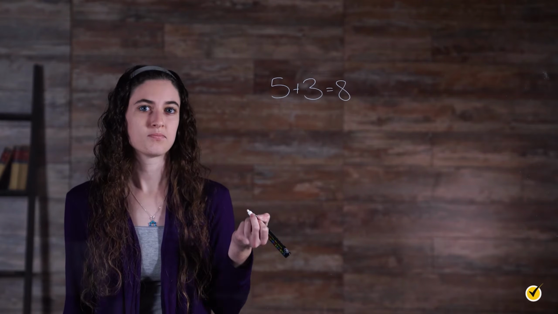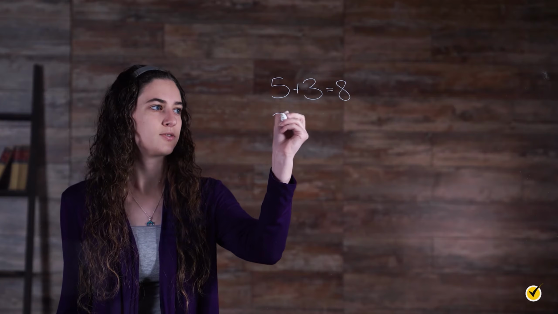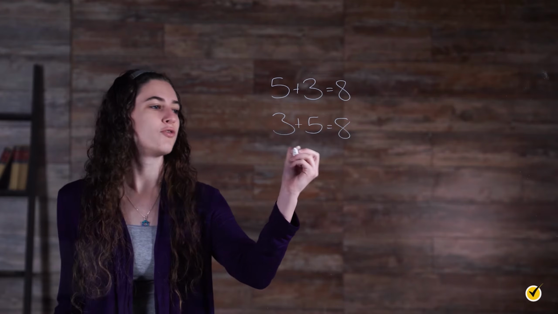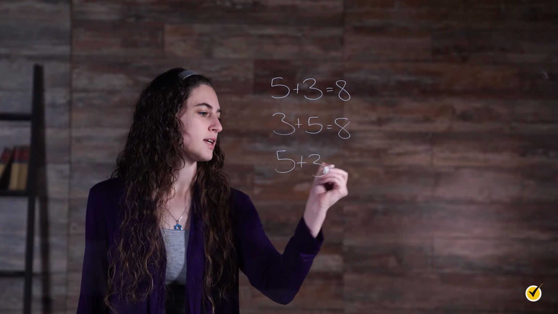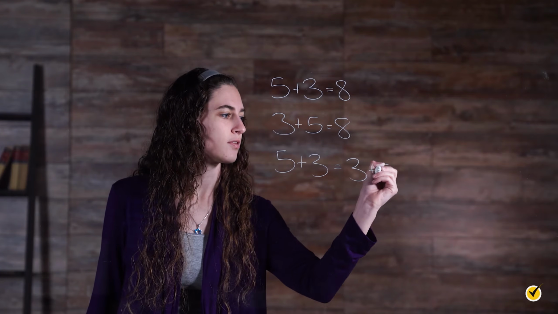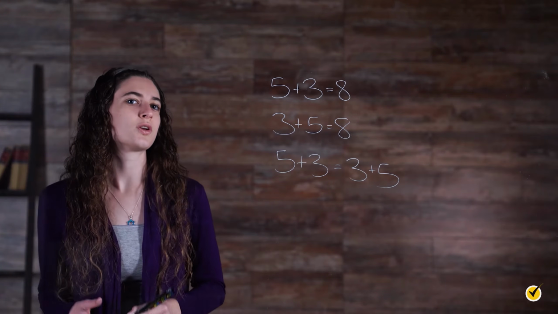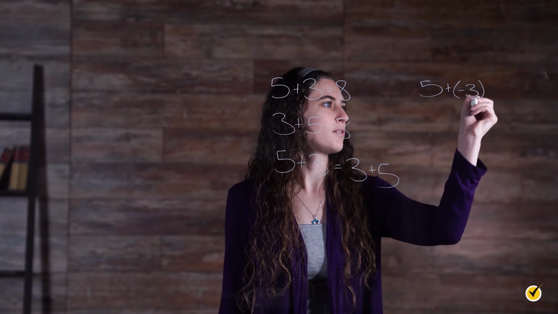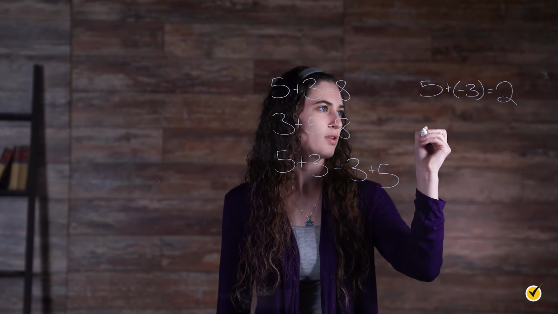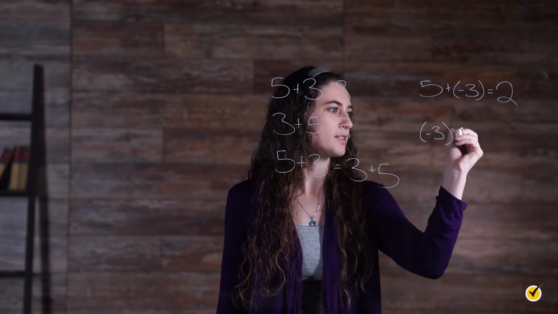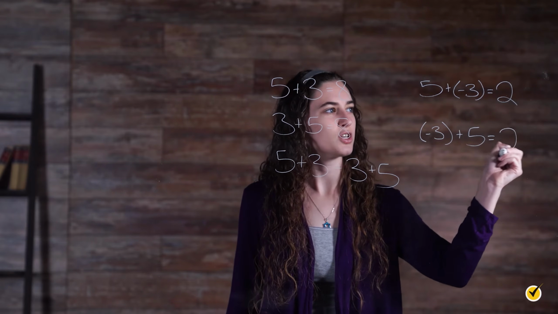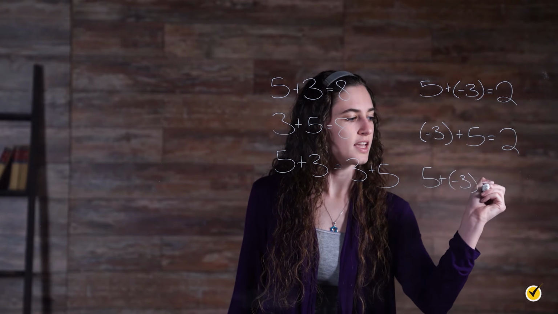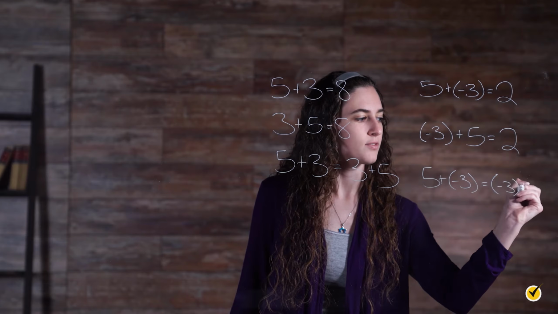we get 8. But if we switch our terms and make it 3 plus 5, we still get 8. So 5 plus 3 is equal to 3 plus 5. Let's alter one of our terms a bit for this next example. 5 plus negative 3 equals 2, and negative 3 plus 5 still equals 2. So 5 plus negative 3 equals negative 3 plus 5.